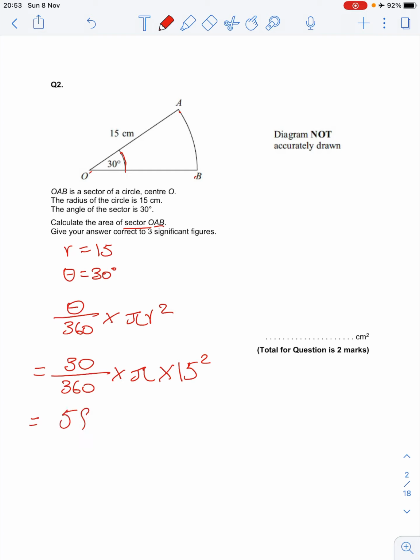We'll have 58.9048. Remember, it asks us to give 3 SF. So this is our first SF, second SF, third SF. Then we look at our fourth one. If it's 5 or greater, we round up, and if it's less than 5, we round down, and it's 0, so we round it down. So the answer is 58.9.